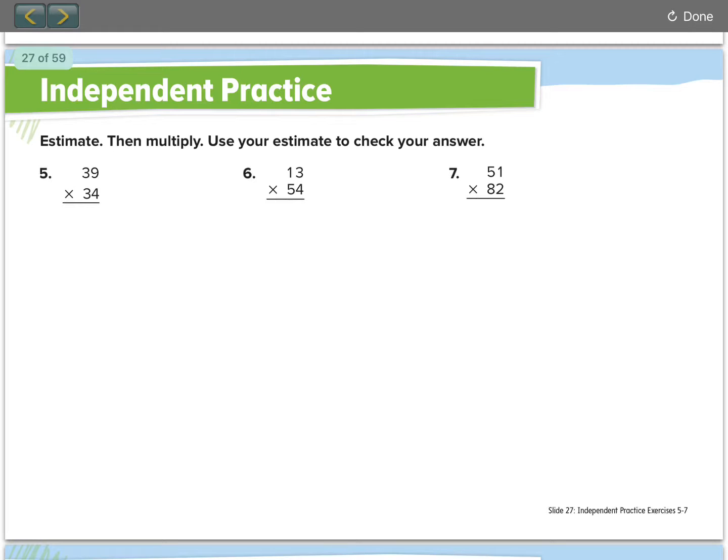Try these problems. Don't forget to estimate first so that you can check your answer for reasonableness.